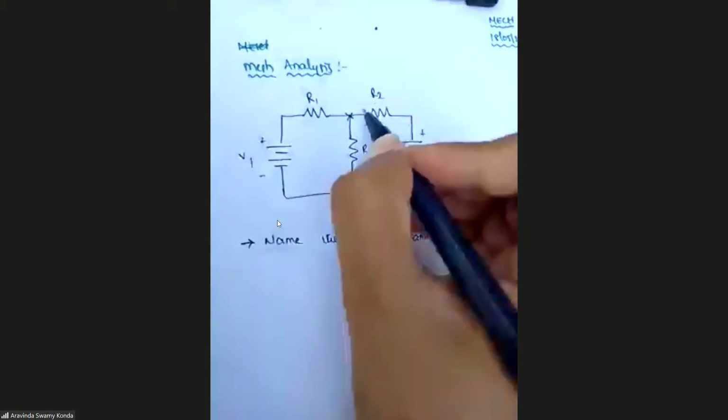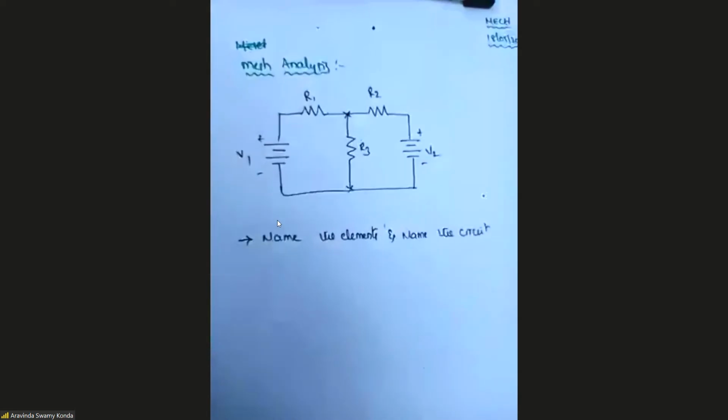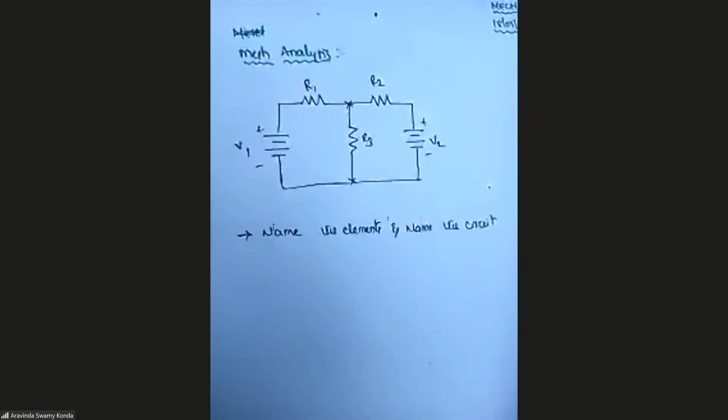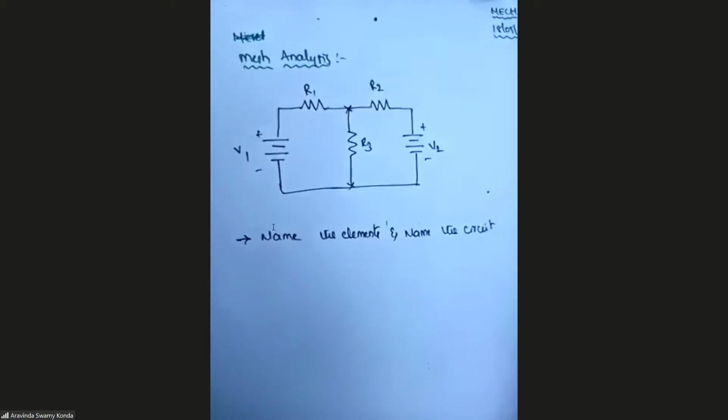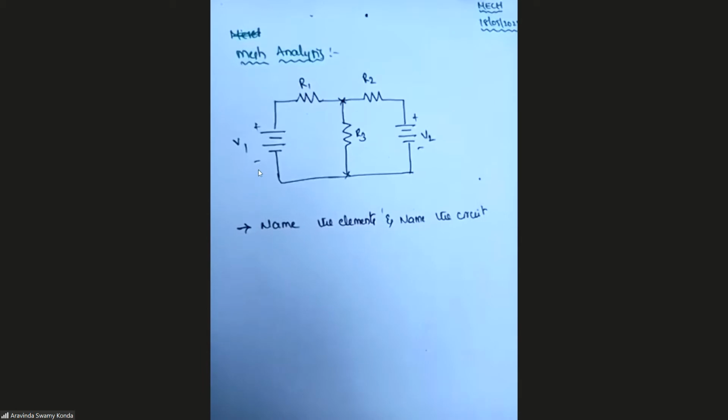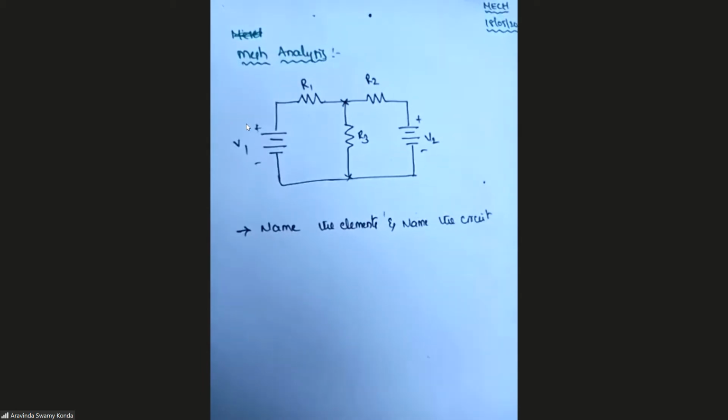This is one branch. R1 and V1 are connected between the first principal node and the reference node, R2 and V2 are connected between the first principal node and the reference node, and R3 is connected between the principal node and the reference node. So these are three branches. You want to say the names: how many branches are there, you want to say the names in your solution.